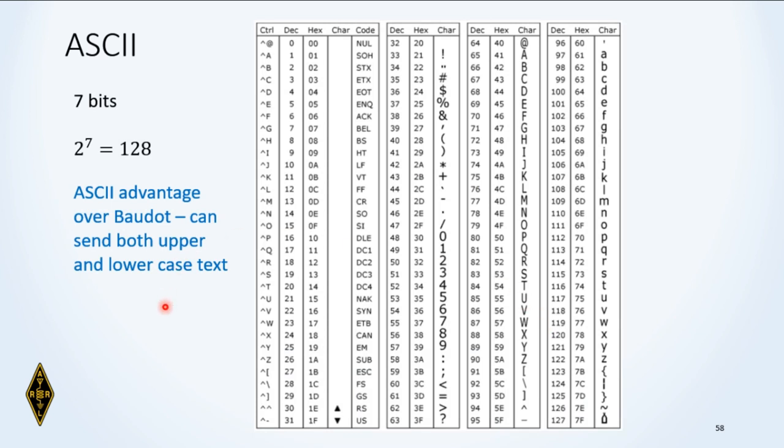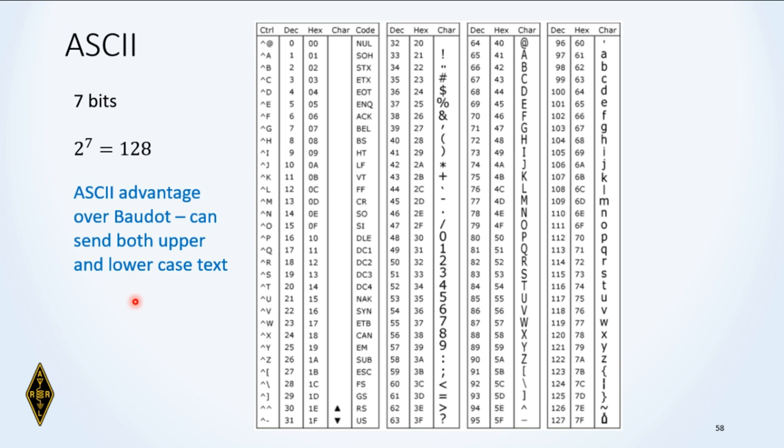Now here's an ASCII table. See, I don't have it blown up any better, but this is a 7-bit ASCII table, 128 characters. So they've got all of the letters, all of the numbers, and certain other symbols, such as ring the bell, which goes back to the old teletype machines, line feed, carriage return, things like that. All those codes can be sent in 128 characters.